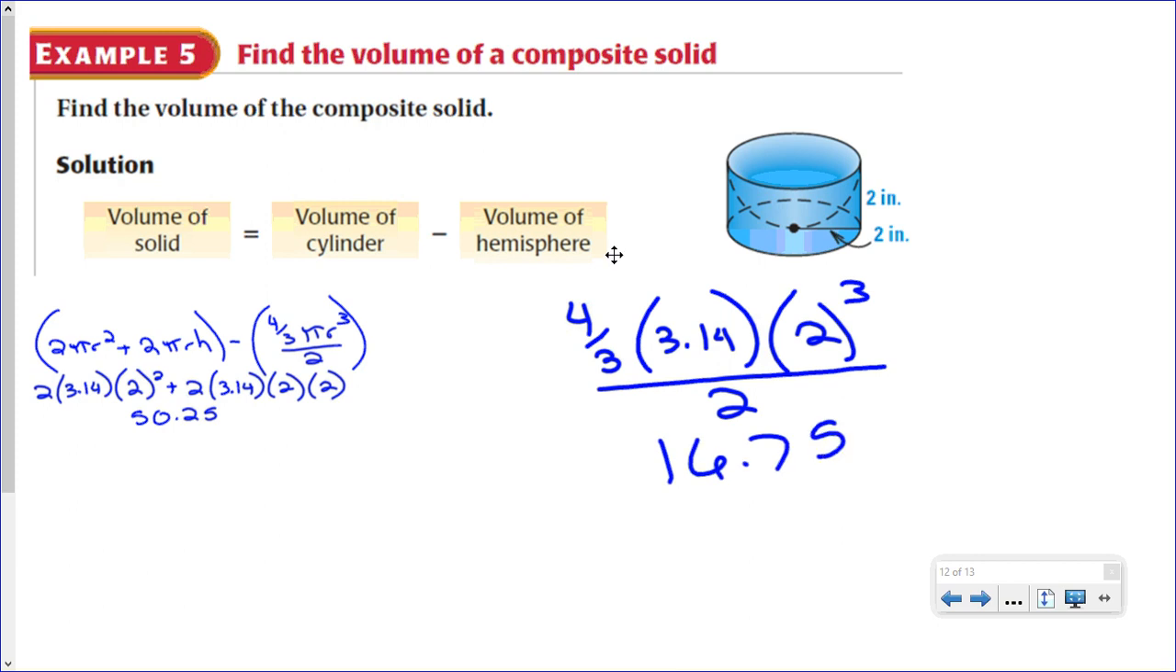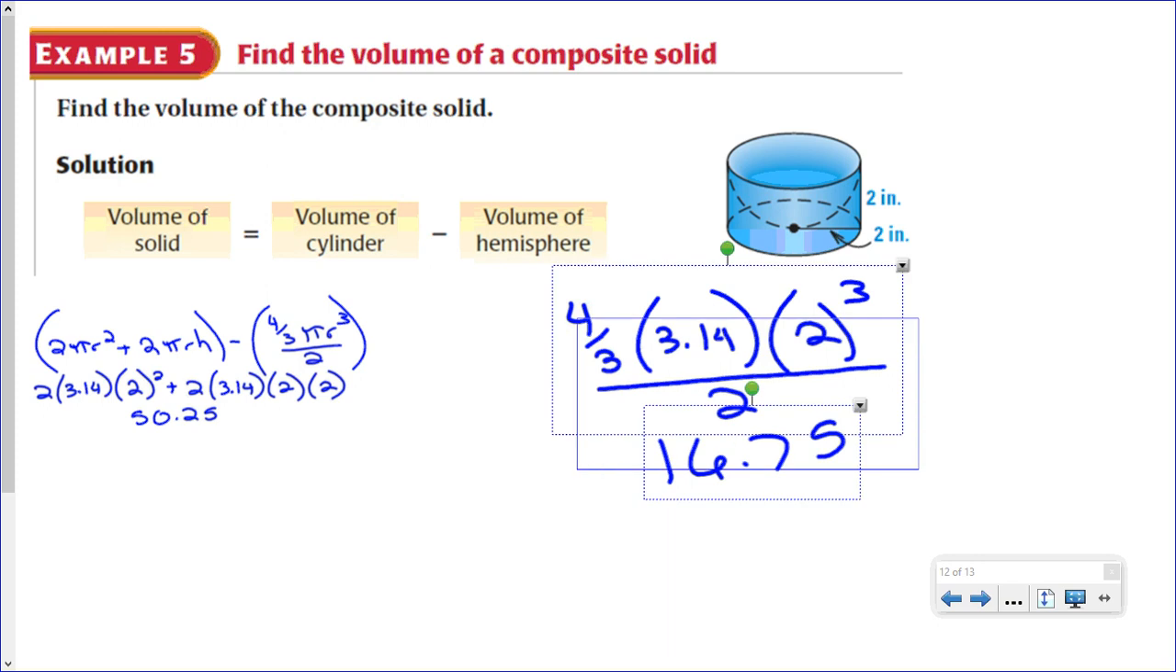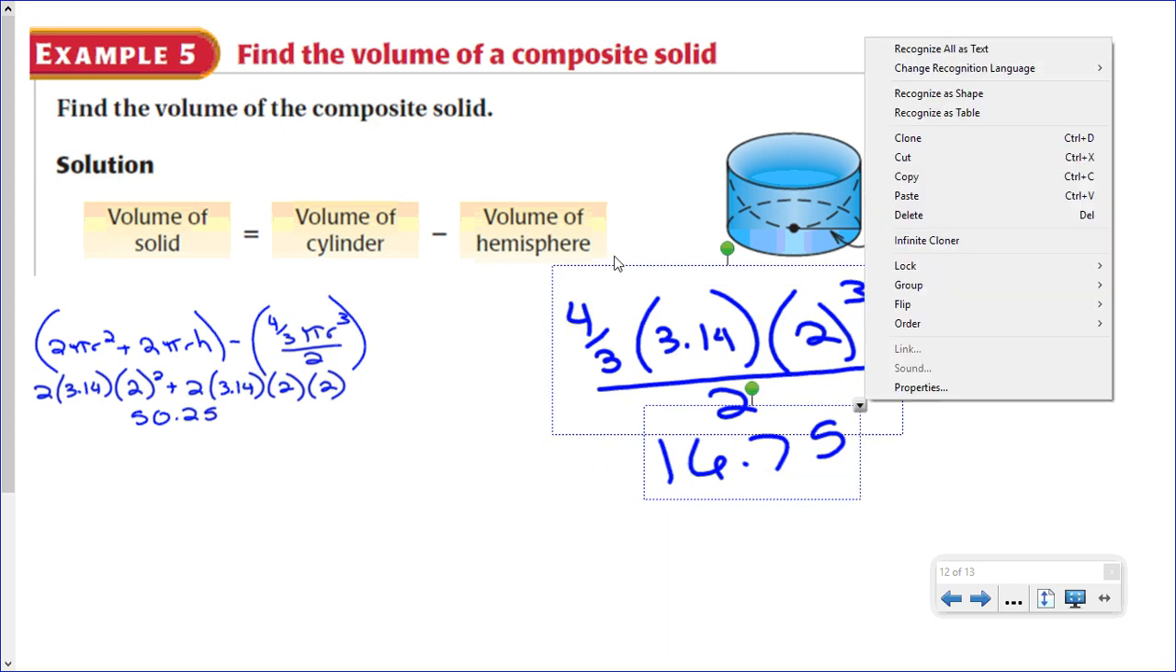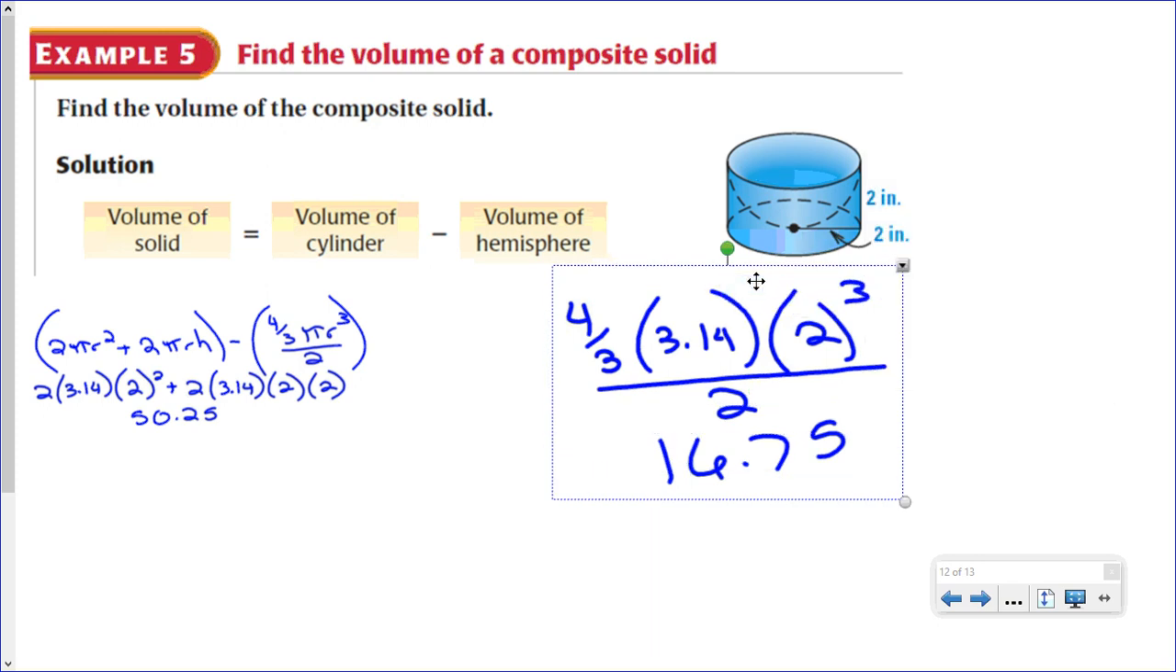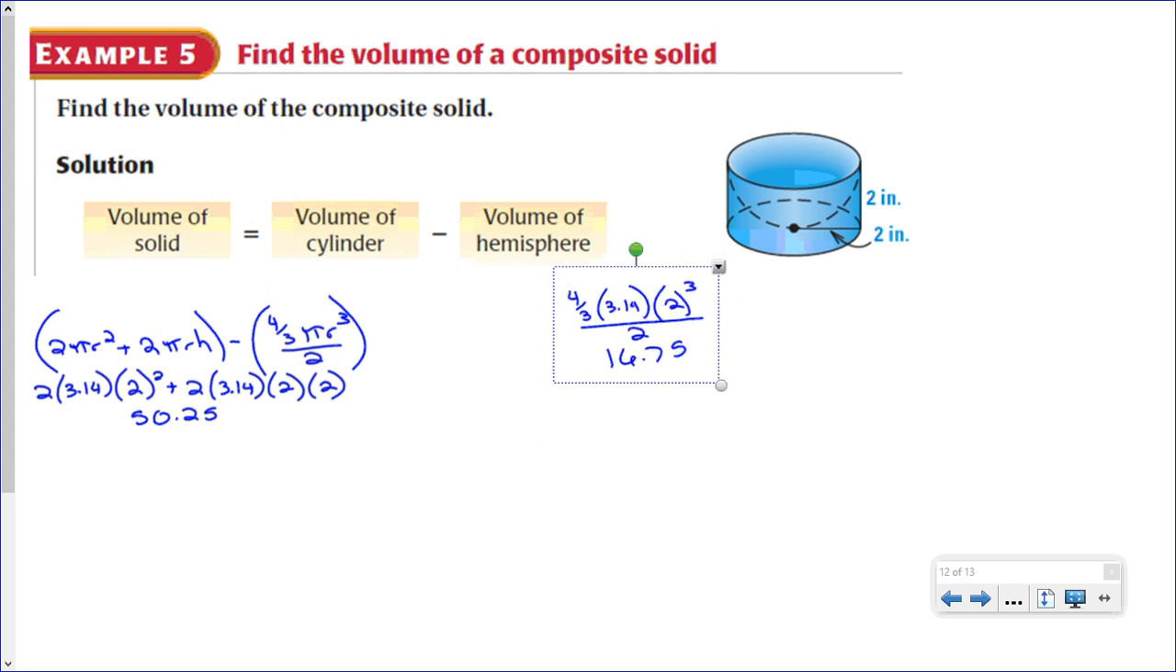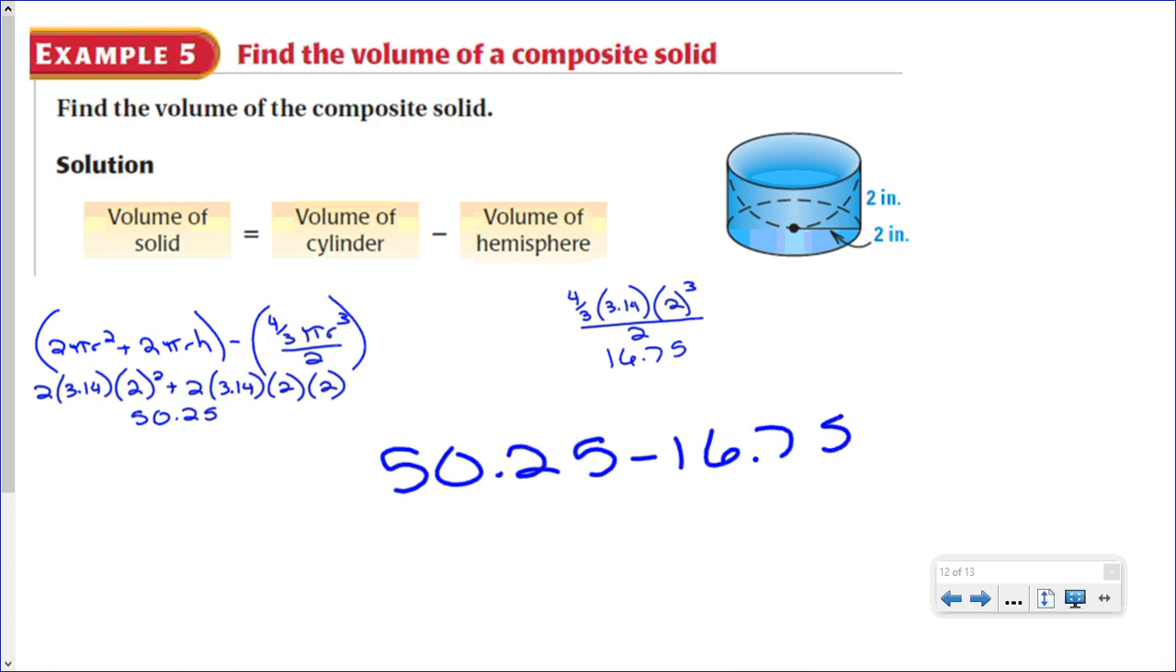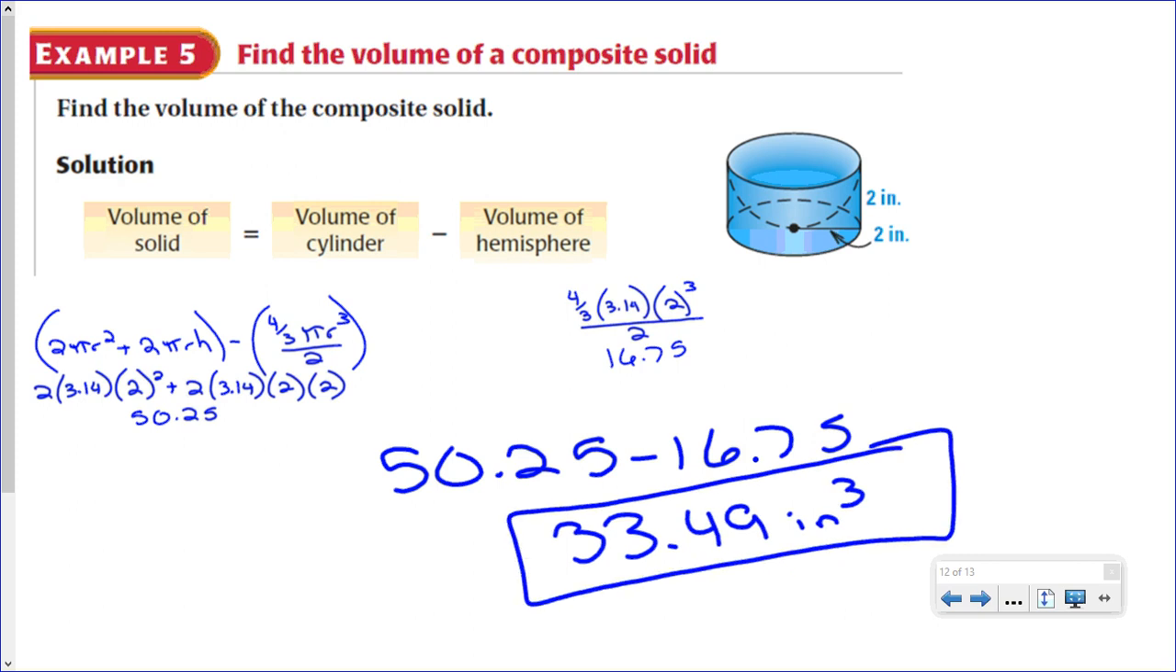Now we take those two answers and subtract them from each other. 50.25 minus 16.75 gives me an answer of 33.49 inches cubed. So that would be the volume of the solid part if you had to make this object.